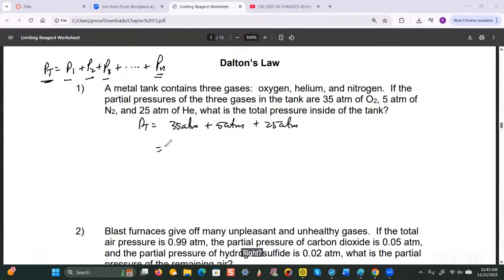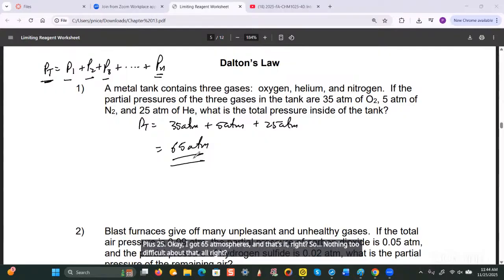So 35 plus 5 plus 25. Okay, I got 65 atmospheres, and that's it, right? So nothing too difficult about Dalton's law, all right? So that's Dalton's law. Basically, you just add up all the pressures of the gases in the mixture, and that gives you the total pressure, right?